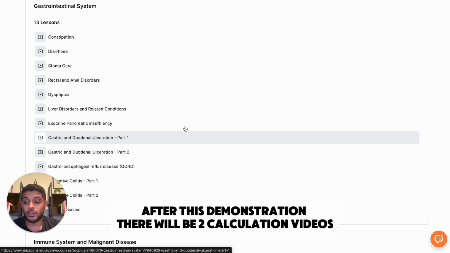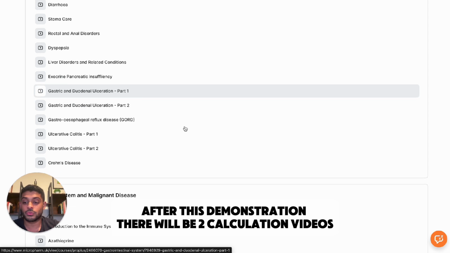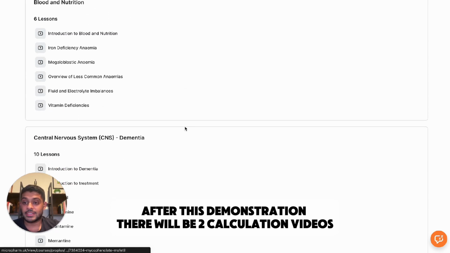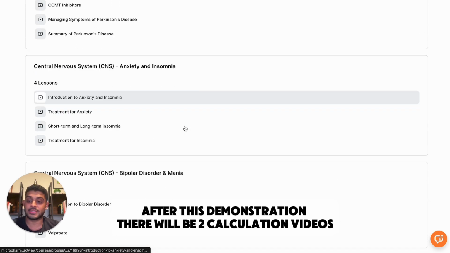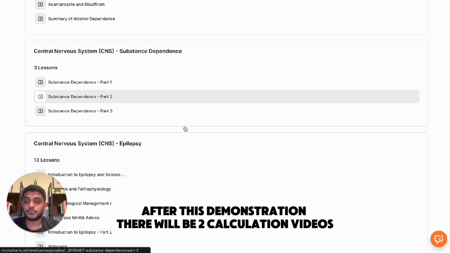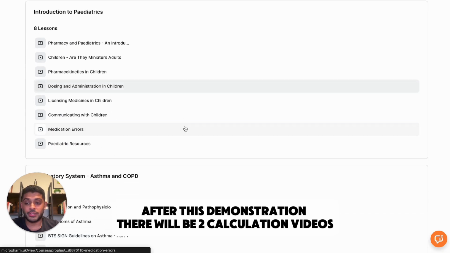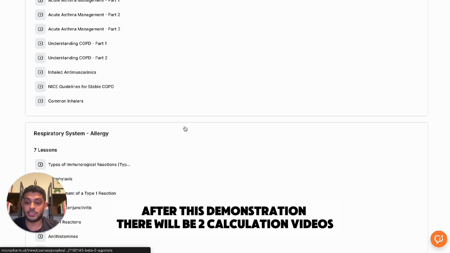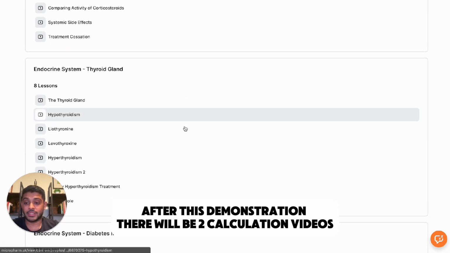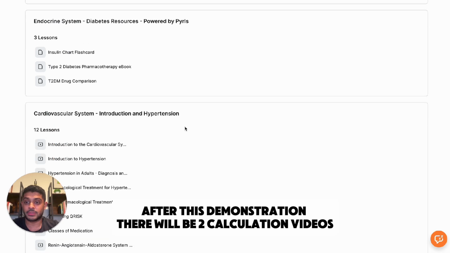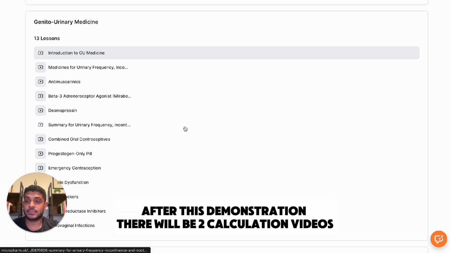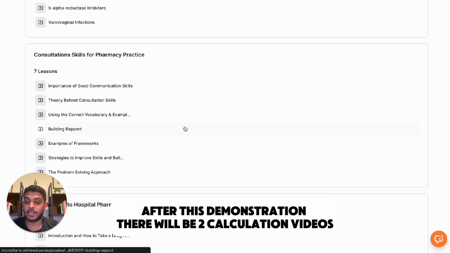We also include notes for all high and medium weighting topics. We have 18 study guides in total. Immune system and malignant disease, blood and nutrition, CNS. Again, CNS we've put into subtopics because it's a massive chapter. Then this will lead us on to pediatrics, respiratory system, so asthma and COPD, allergy and cough and cystic fibrosis, endocrine system, again, subtopics, massive chapter. We have the cardiovascular system, again, in subtopics, genitourinary system, medium weighting therapeutic area.